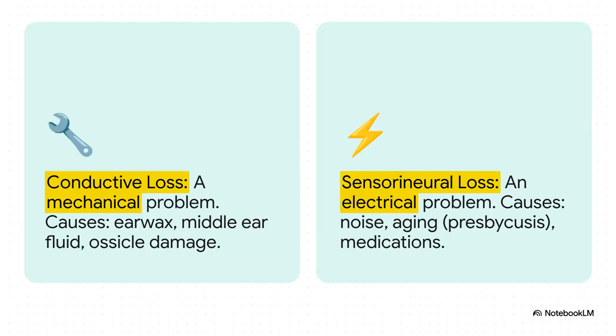So when a patient tells you they have hearing loss, your very first job is to figure out where the problem is. Is it conductive, a mechanical issue like earwax blocking the canal or fluid behind the eardrum? Or is it sensorineural, a problem with the electrical parts, the cochlea or the auditory nerve? This is the most fundamental fork in the road in audiology, and figuring this out will guide your entire workup.